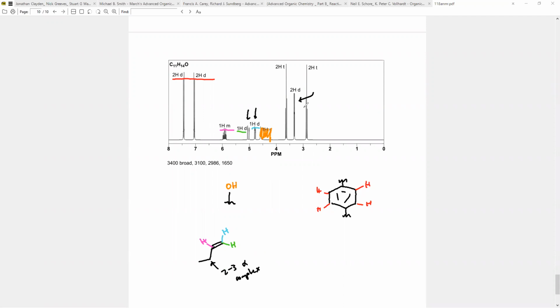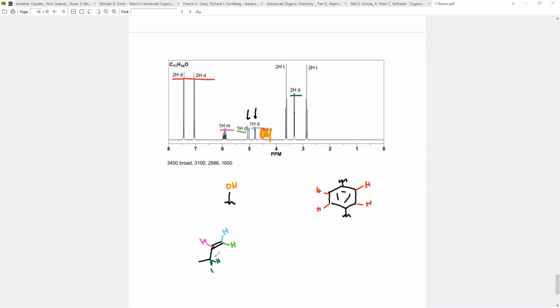And who knows what it is, right? I put doublet just because I put doublet, but I think that peak looks really weird and it's messy. So I'm going to guess that it's the one next to the alkene. Yeah, very, very good guess in my opinion. So I'll put this here.